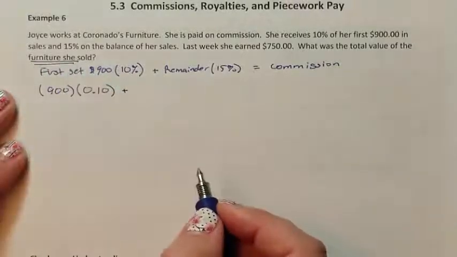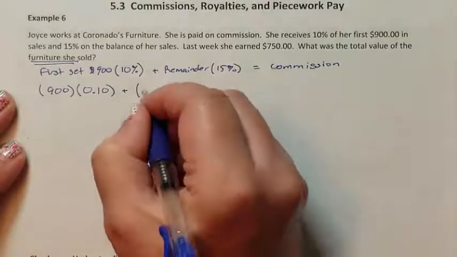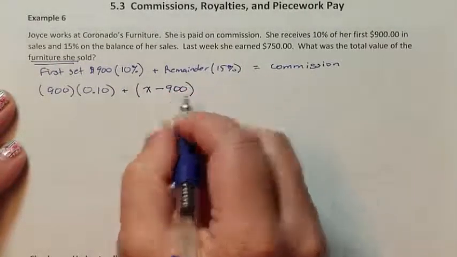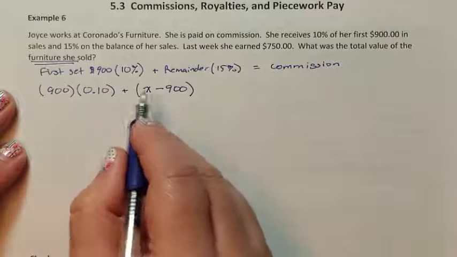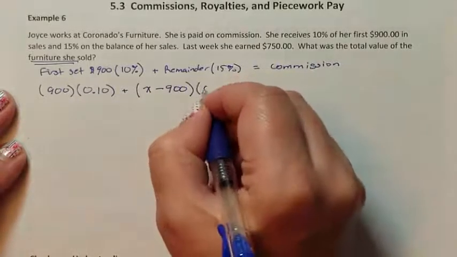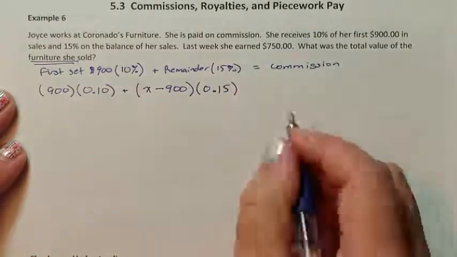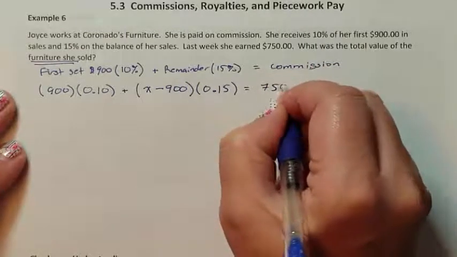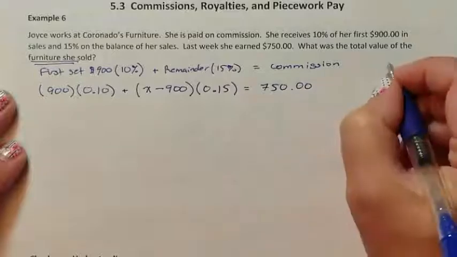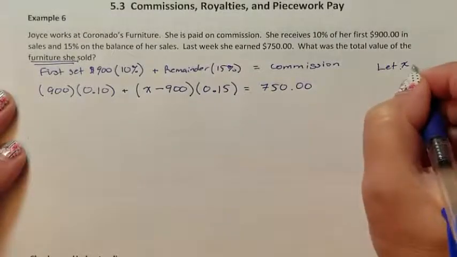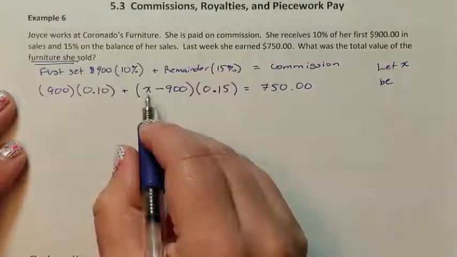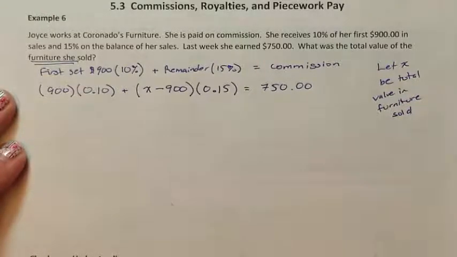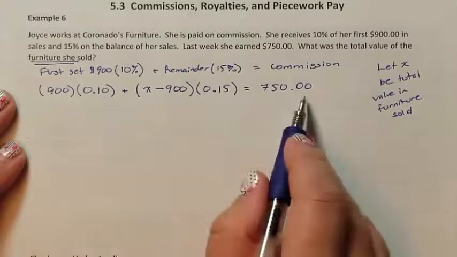We don't know how much furniture she sold. So we're going to say that she sold X amount of furniture. If we remove the 900 that we already used in our calculation, that would be our remainder. Multiply that remainder by 15%, it gives us her total commission, which we know to be $750. So we are going to let X be the furniture she sold. So we have an equation that we need to solve.